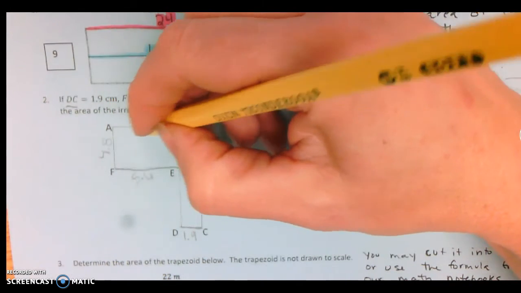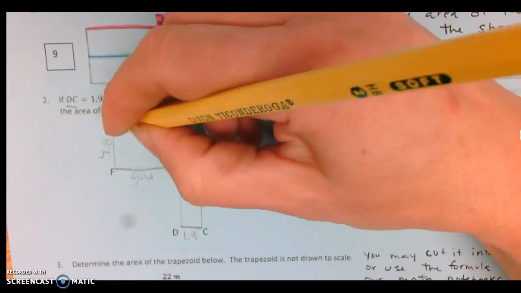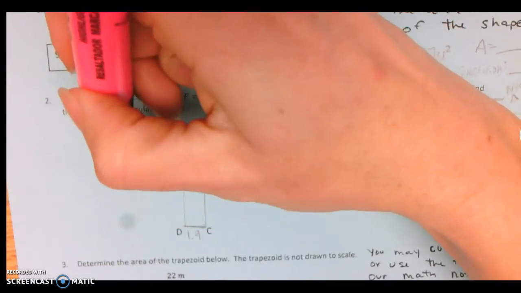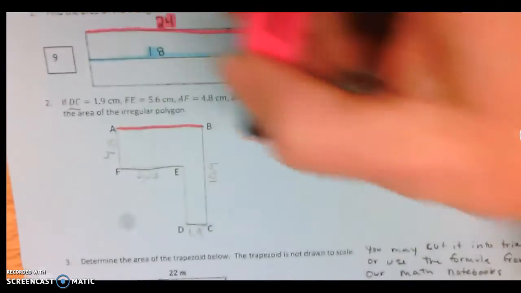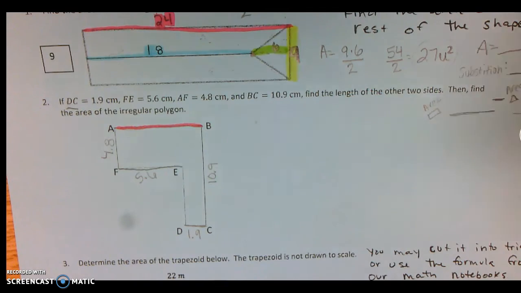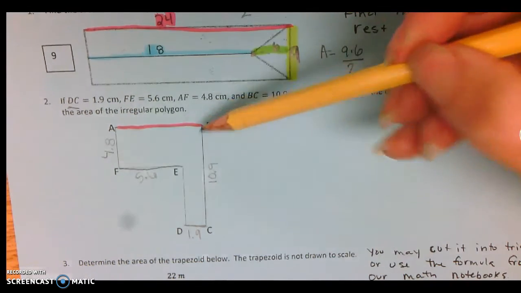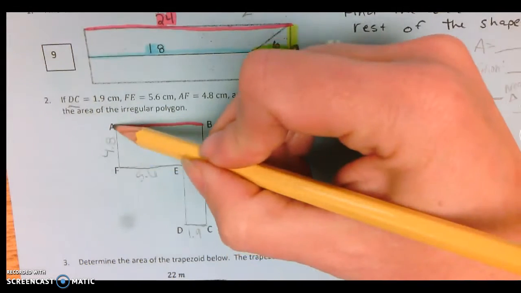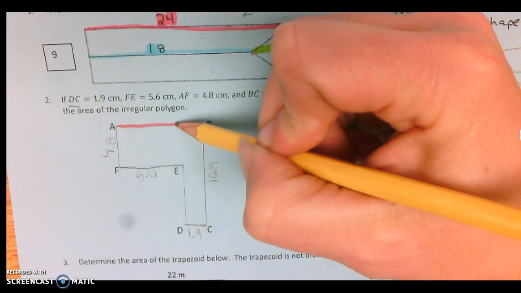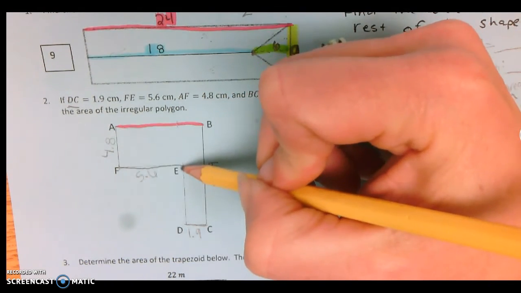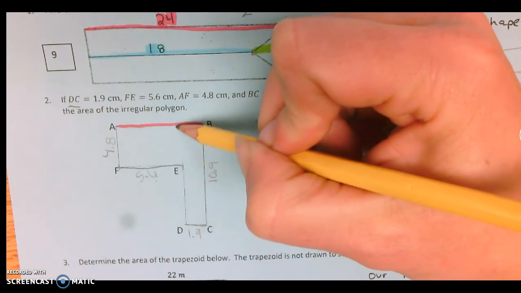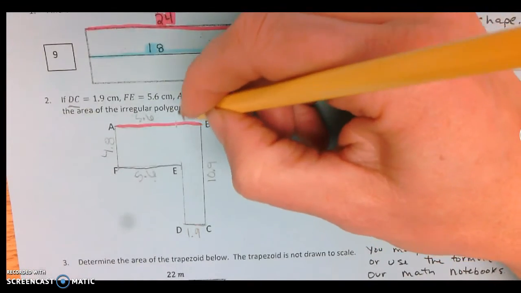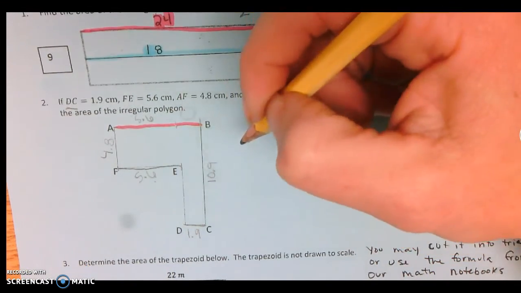So we need to know what is the length of A to B. So we have A to B going across here. How could I find the length from here to here? Well, I noticed that here is a part of this line. So if I know from here to here is 5.6, that tells me that up here, that would be 5.6 as well.